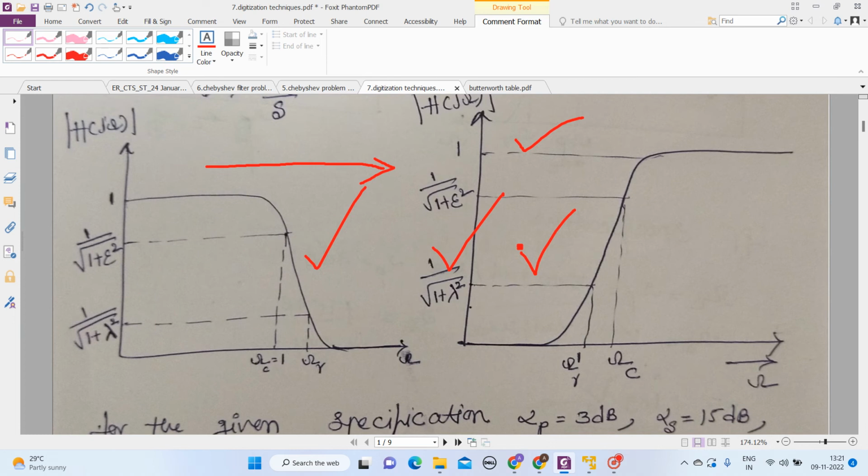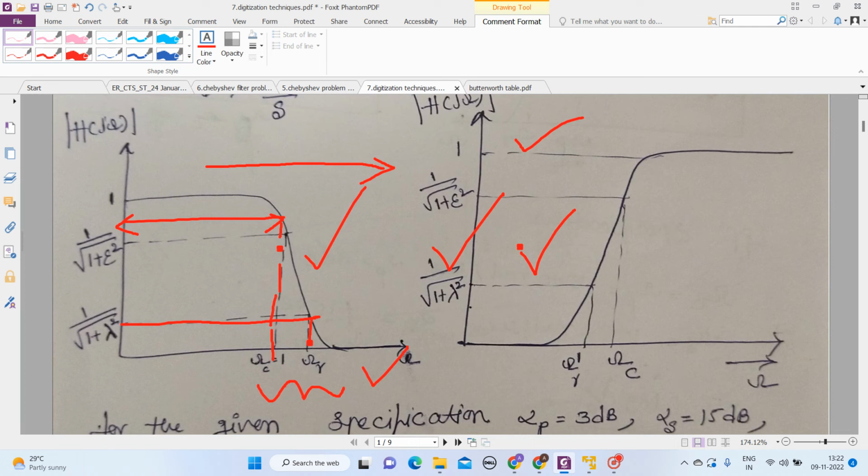This is the pass band frequency, or we can also say cutoff frequency. This is the stop band frequency. These are analog frequencies. Here we are discussing the analog filter design, so we are designing the filter in the analog domain. All the frequencies should be in analog, in radian per second. It should not be in hertz.